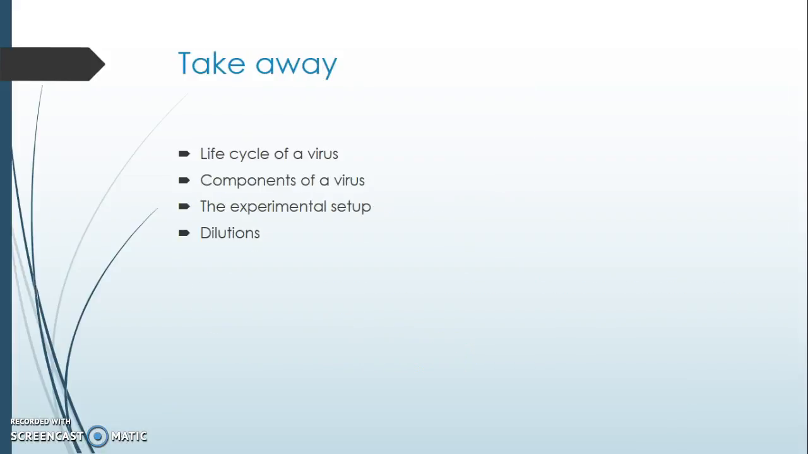So the takeaway from this experiment is you need to know the life cycles of a virus, the lytic cycle and the lysogenic cycle. What makes up a virus? Most of the time it has enzymes in it, but you don't need them. But you need nucleic acid of some sort, whether it be RNA or DNA. You need the capsid and the envelope, and then you need to know the experimental setup of the plaques and all that. And you need to know how to do dilutions, which is in that other video. So watch that other video if you need a little bit of help. It's a relatively good video, I think.